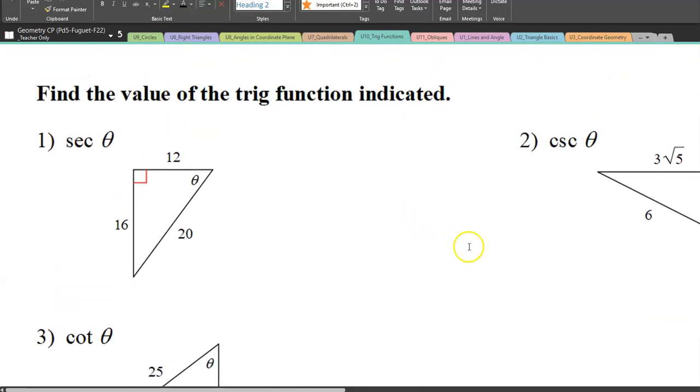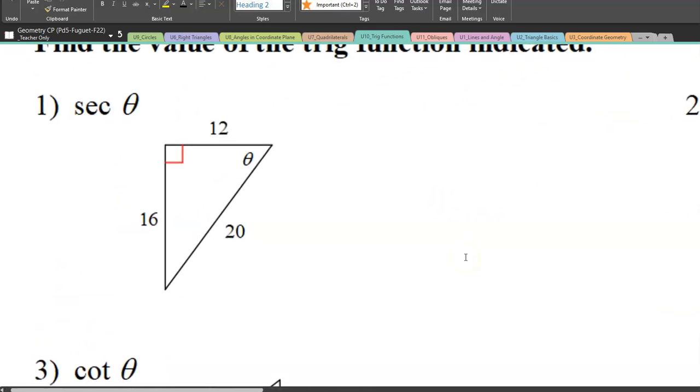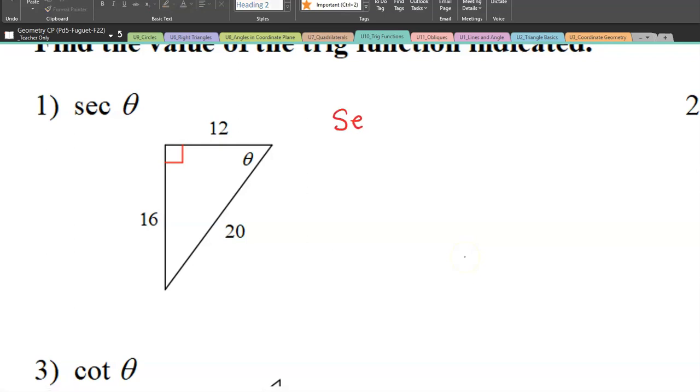In the first question, they're just asking you to find the fractional ratio of secant of theta. Well, secant is the reciprocal of cosine, and cosine is adjacent over hypotenuse. So we're just going to simply label the fraction whatever the hypotenuse is and whatever the adjacent is. 20 is my hypotenuse. Here's theta.